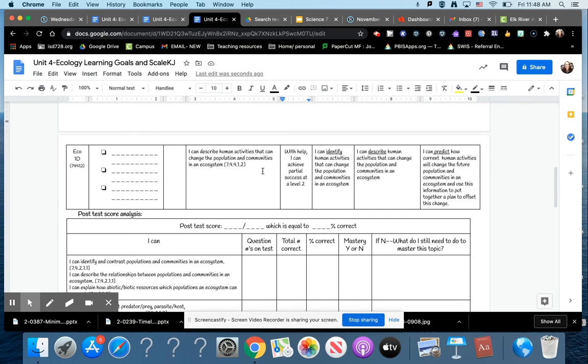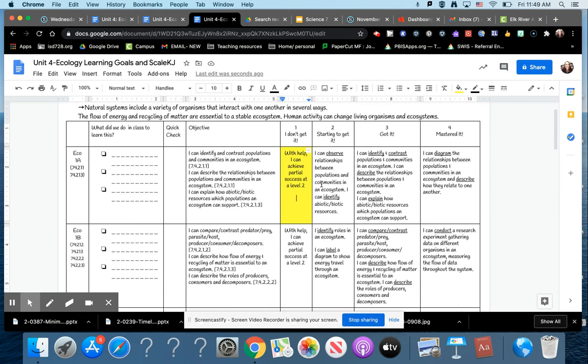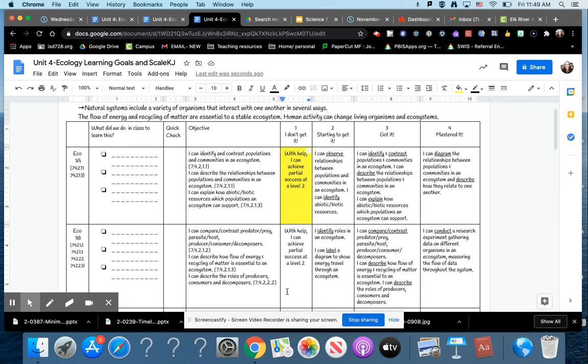And Ecology 1D: I can describe human activities that can change the populations and communities in an ecosystem. And go ahead and choose where you are. This one, you might not have a lot of background knowledge on this unit, and so that's okay if you're at all 1s right now. All right, these are the things that we're going to be learning about.